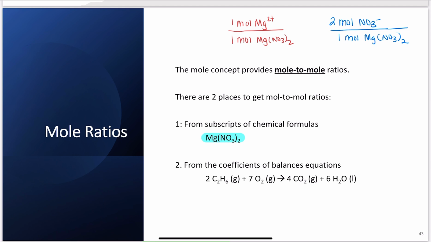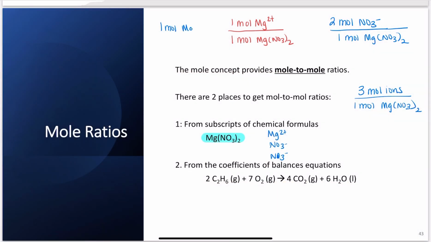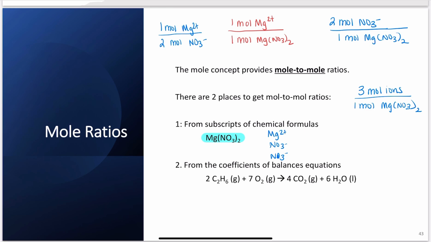1 mole of magnesium nitrate. I could even say I have 3 moles of ions for every 1 mole magnesium nitrate. The 3 moles of ions being 1 magnesium 2 plus and 2 nitrates. I don't always have to compare them back to the original either. I could say 1 mole Mg2 plus to 2 moles of nitrate. These are all different conversion factors.